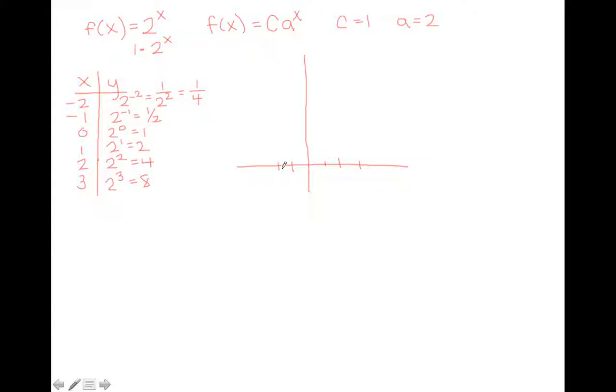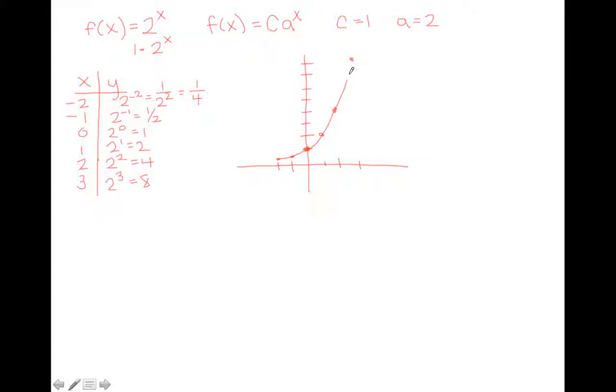All right, so if I plug in negative 2, I got 1/4. Let's see, go ahead and count up to 8. 3, 4, 5, 6, 7, 8. So negative 2 has a y value of 1/4. Negative 1 has a y value of 1/2. 0, 1. 1, 2. 2, 4. 3, 8. Now you can see that it's going up pretty quickly.